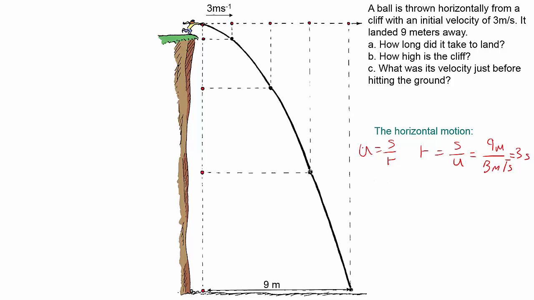It's as simple as that. Speed is distance divided by time. Time is distance divided by speed. 9 meters divided by 3 meters per second means it took 3 seconds to travel that far.